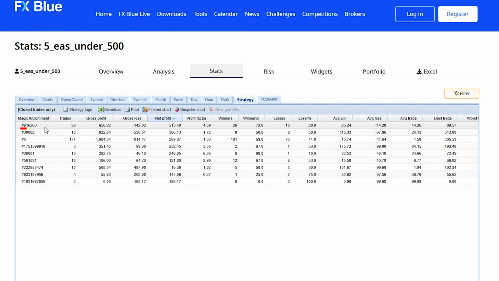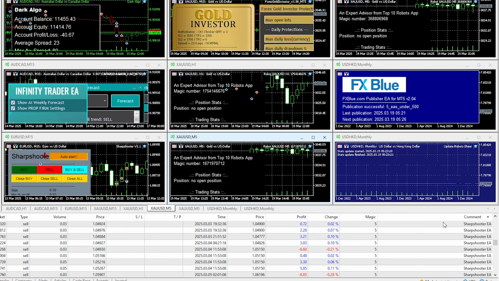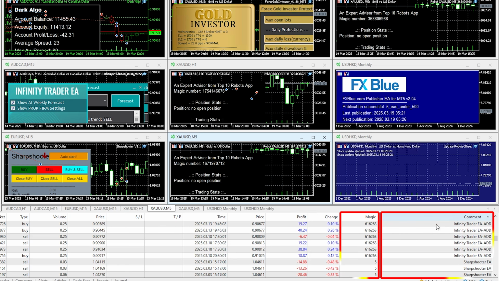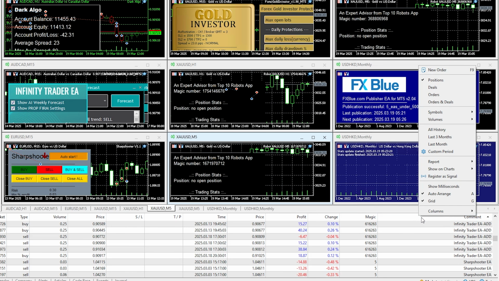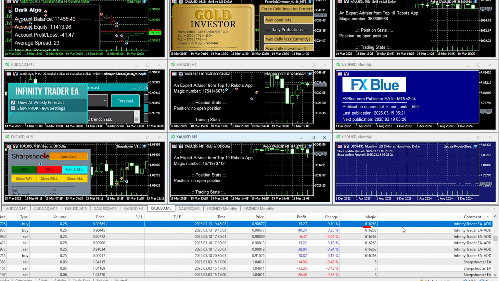So 616263, let's see which EA that is. And to make things easier, what I'm going to do is arrange this by comment so we can see all of them. By the way, guys, these two columns, the magic number and the comment, are not here by default. If you do want to add them, just right click anywhere on the toolbox and then go to columns. From there you'll see that you can select the magic number and the comment, which I've done. Okay, so let's come back to it, and here it is, 616263, and that is the Infinity Trader EA.